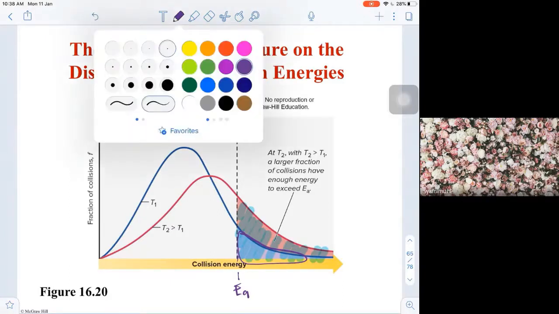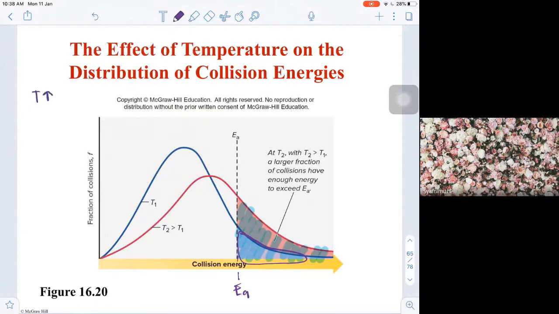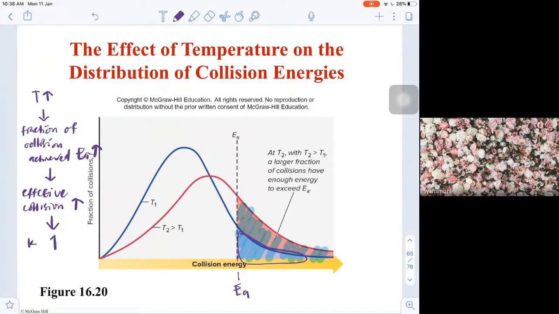So this is the conclusion on the temperature effect. Based on this graph, when the temperature increases, the fraction of collisions that achieve EA increases, so the effective collisions increase, the rate constant increases, then the rate of a reaction will increase. So these are the consequences of the temperature effect.